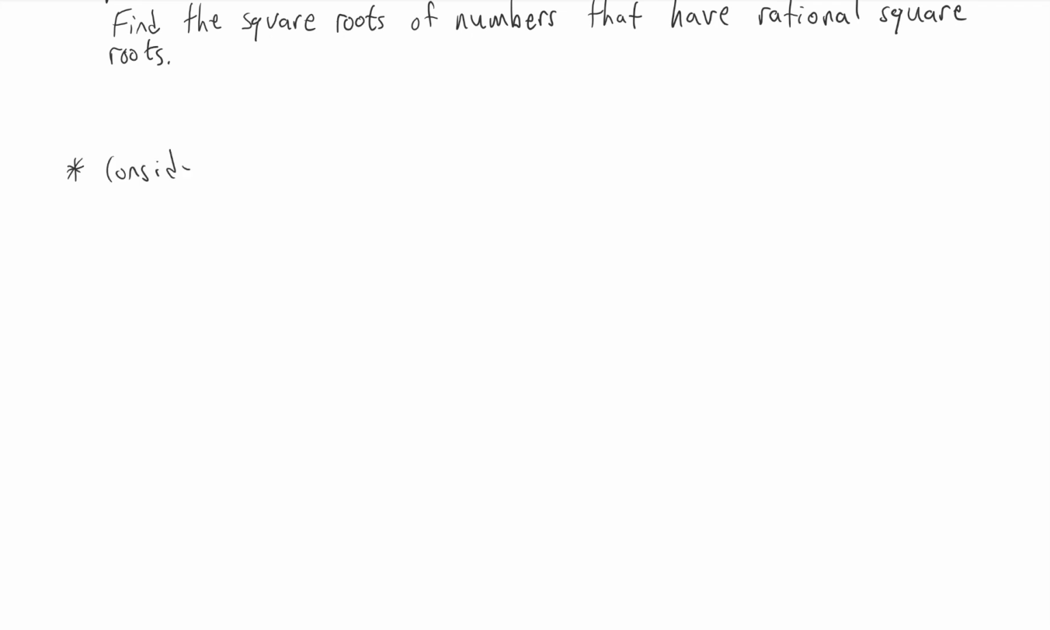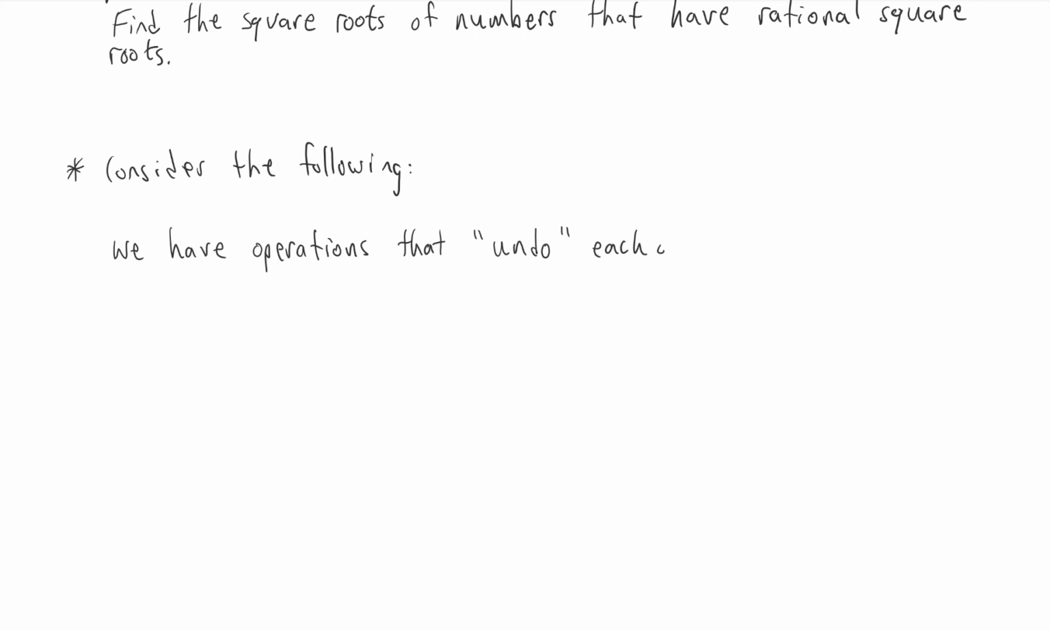Okay, so let's consider the following. So we have operations that, for lack of a better way of saying it at this point, undo each other in our number system.